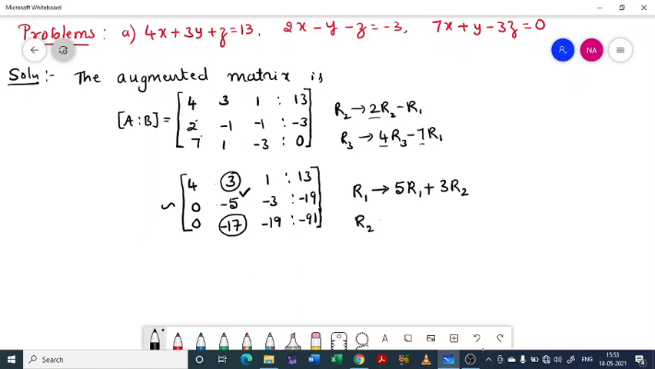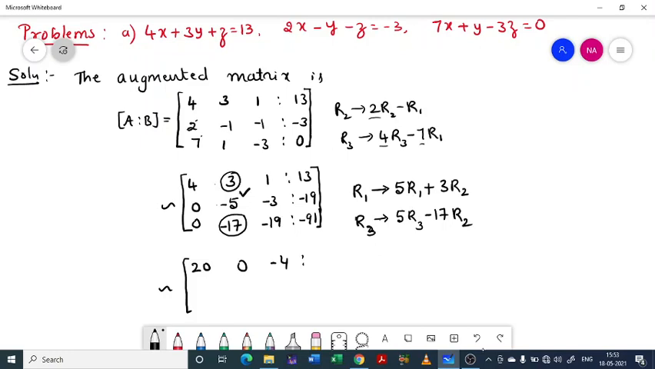R2 changes to, okay, sorry, it is R3, right? R3 changes to, again we have to take the LCM. 5R3 minus 17R2. 5R3 minus 17R2. Now applying these operations, what do we get? Let us look into this. You can check this. I'll write the values. So 4 into 5, 20, plus 0, it will be 20. And by our operation, it should be 0. Now 1 into 5 minus 9, 5 minus 9, you get minus 4.